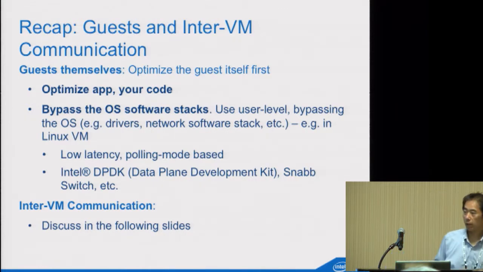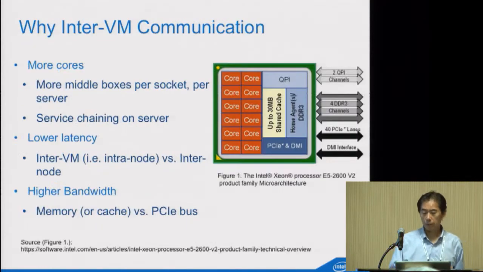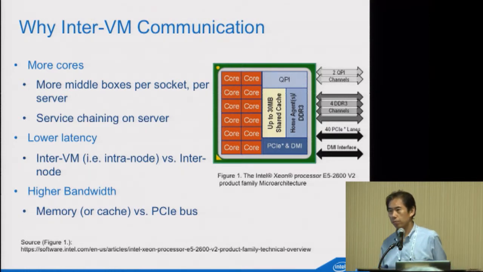Now I'm talking about the inter-VM communication next. Before that, why is inter-VM communication important? One of the reasons is that we're going to have more cores in a socket on a server. For example, this is the latest Xeon socket chip from us, Ivy Bridge based on Xeon, which has 12 cores in a socket. And I know we're going to have more in the next generations. So that means we have more middle boxes in a socket on the same node.